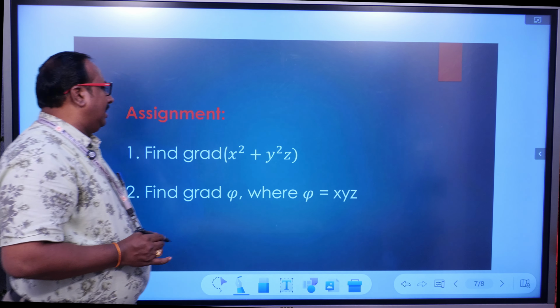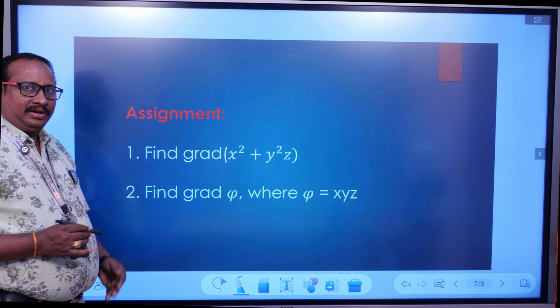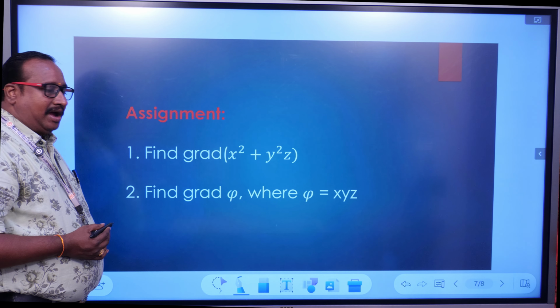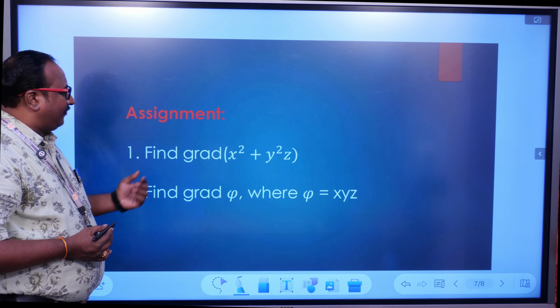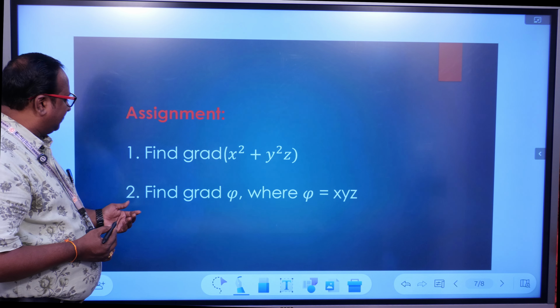Right, now coming to the assignment. So this is your assignment. Find gradient of x square plus y square z. It is the same model of first problem which is explained in the class.